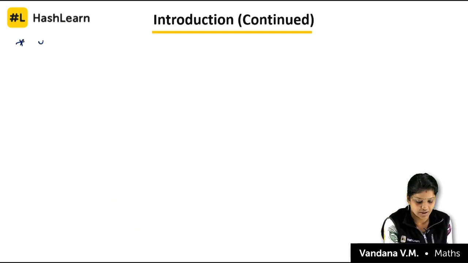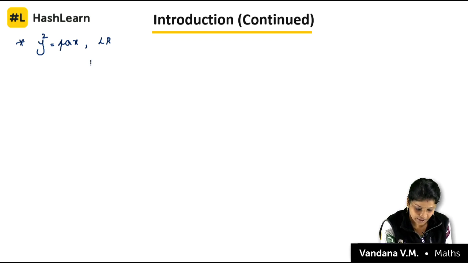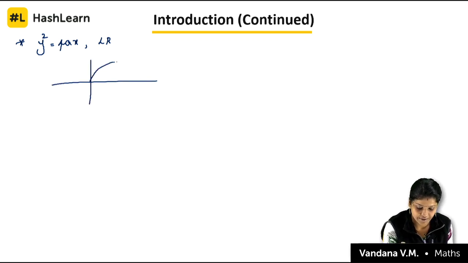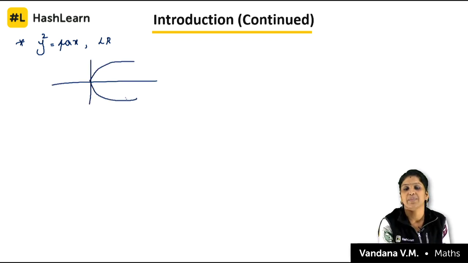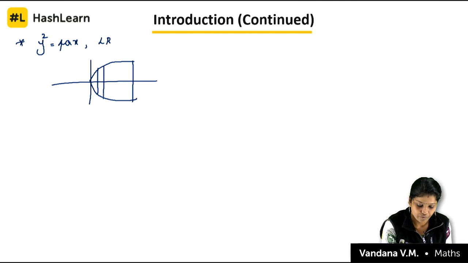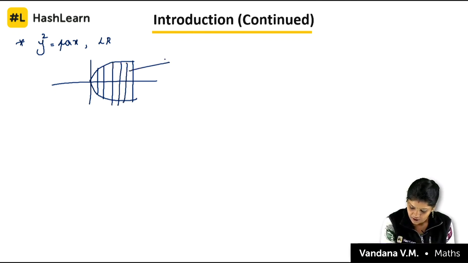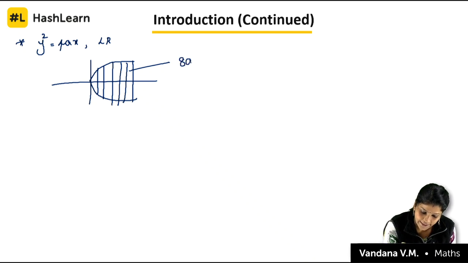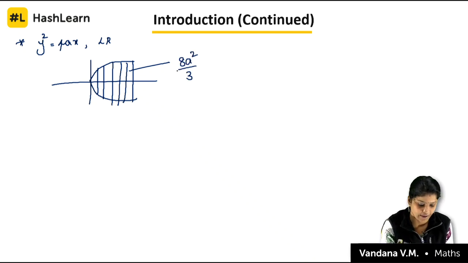What else we discussed? One parabola, y square is equal to 4ax, and the latus rectum. So that is like this, because it is symmetric along the x-axis and the latus rectum passes through the focus. What is this formula? The formula is 8a square by 3.